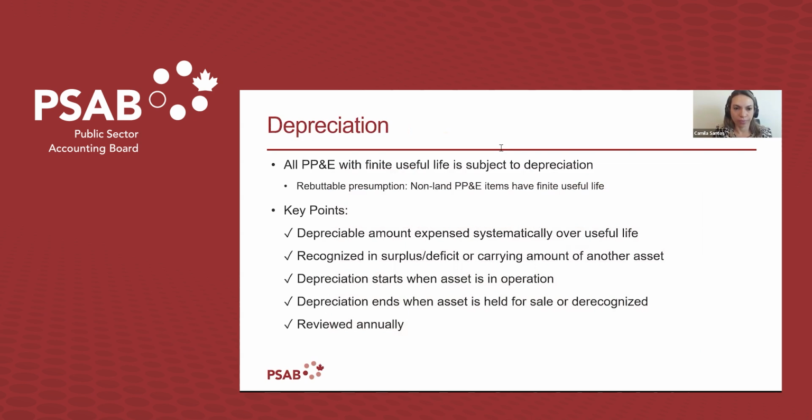On depreciation, an item of property, plant, and equipment with a finite useful life is depreciated. Land usually has an indefinite useful life. There is a rebuttable presumption that non-land property, plant, and equipment has a finite useful life. So a PP&E with finite useful life is depreciated, while PP&E with an indefinite useful life is not depreciated.